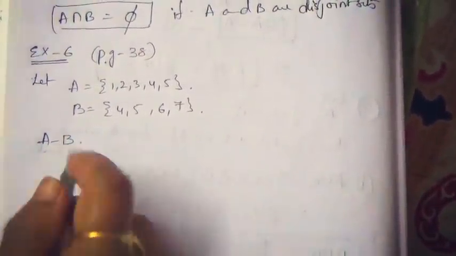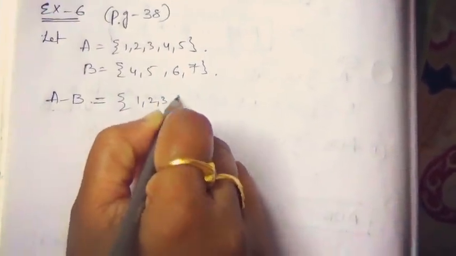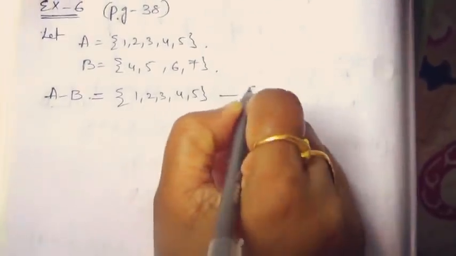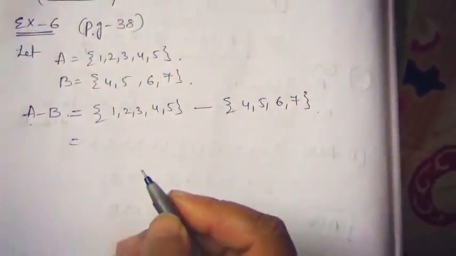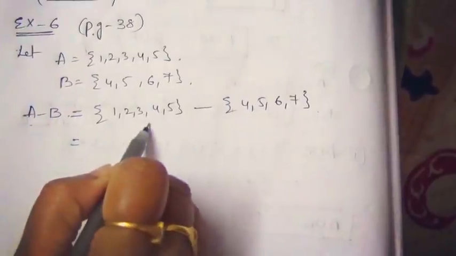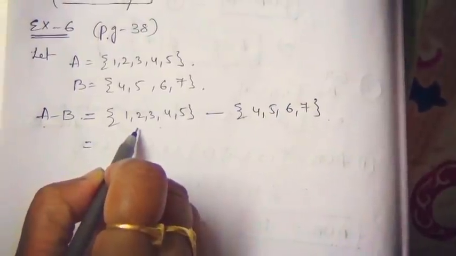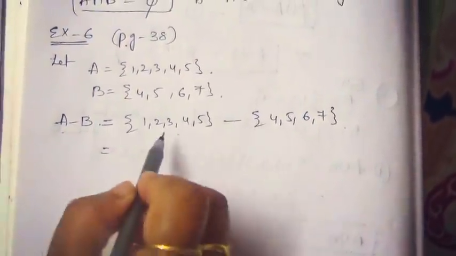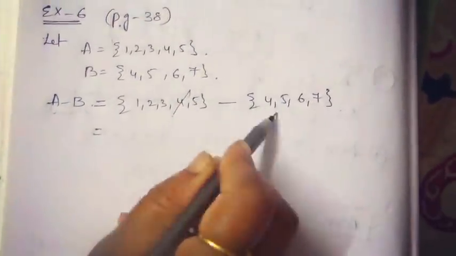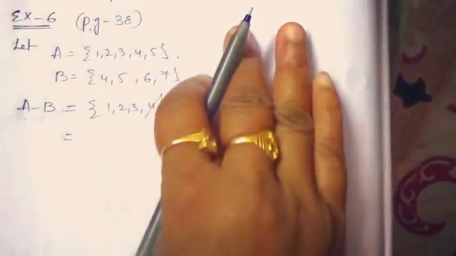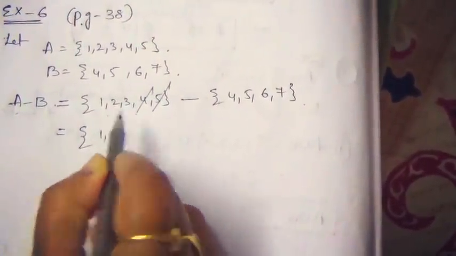How can we find this kind of sum? What are the elements of A here? 1, 2, 3, 4, 5, minus 4, 5, 6, 7. From set A you strike out the B elements. Which B elements are present in A? Is 1 there? No. Is 2 there? No. Is 3 there? No. Is 4 there? Yes, so strike it out. Is 5 there? Yes, strike it out. Leave those B elements and write only the remaining elements of A.